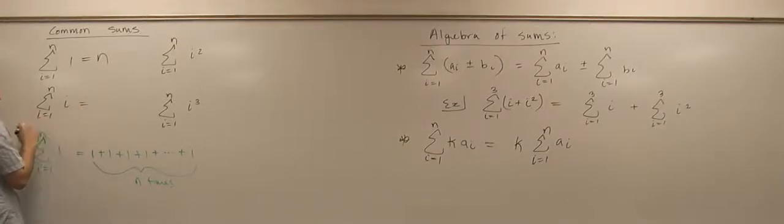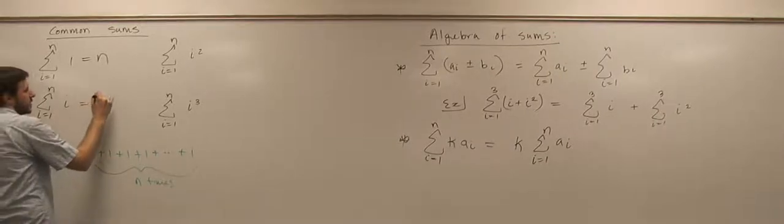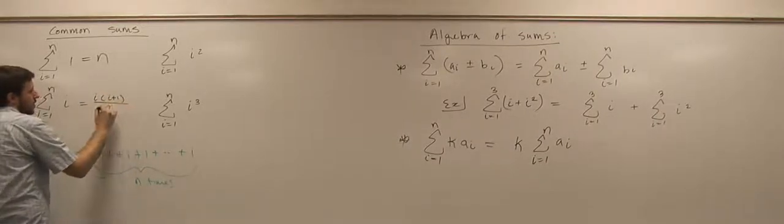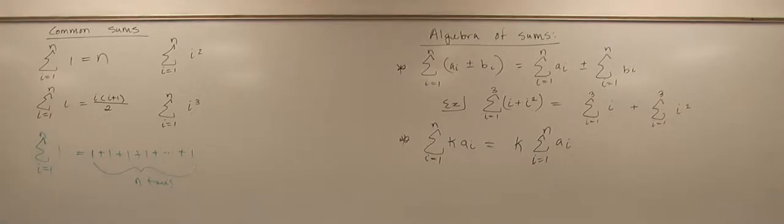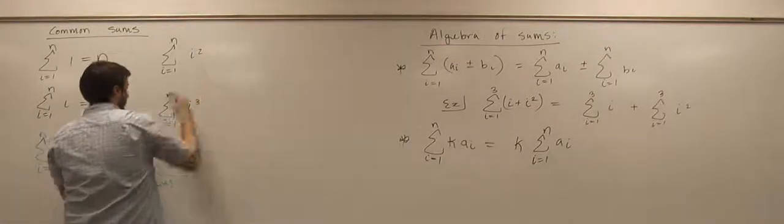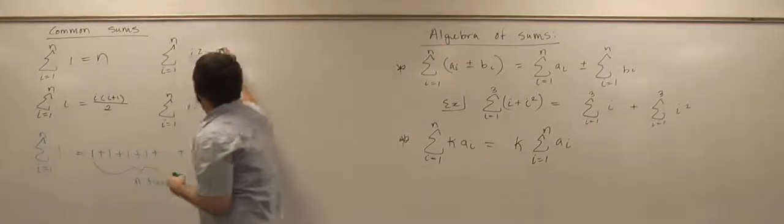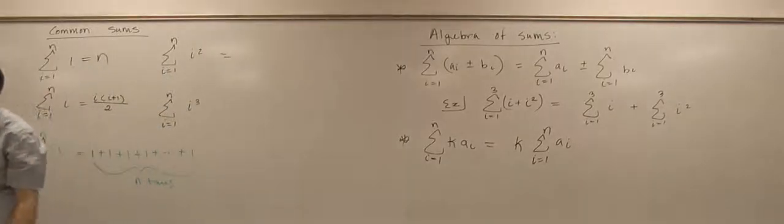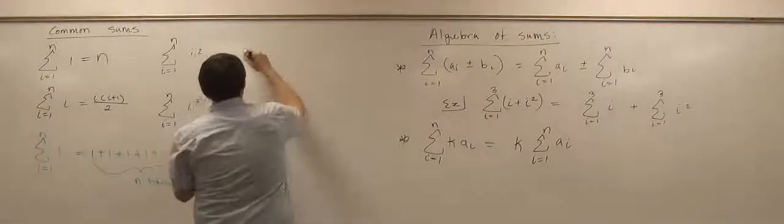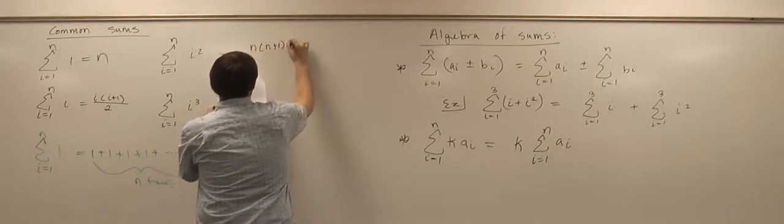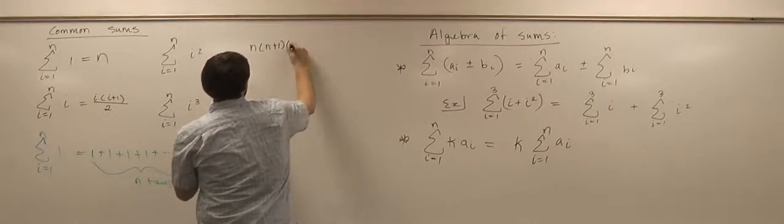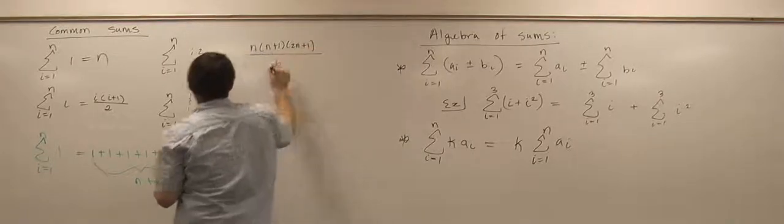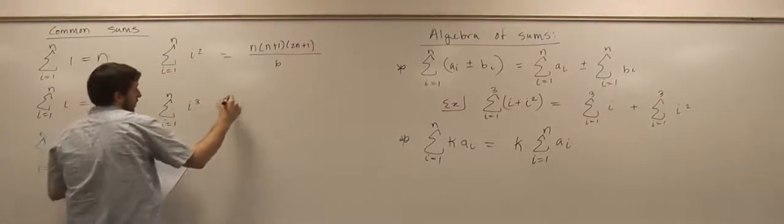This one's not. This one, you'd have to add up 1, 2, 3, 4, 5, 6, 7, all the way until you got to n. This one is not quite as easy. You don't have to memorize this. I'll always give you these if you need them. This one is n times n plus 1 times 2n plus 1 over 6. I don't know how to prove this. I have to look it up, but I don't remember.